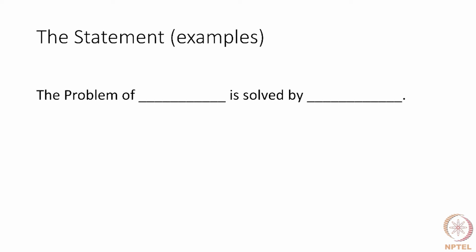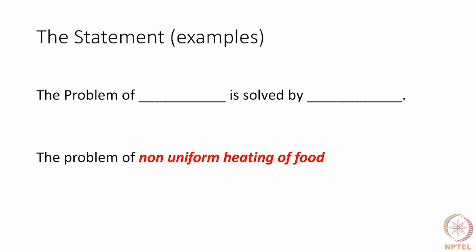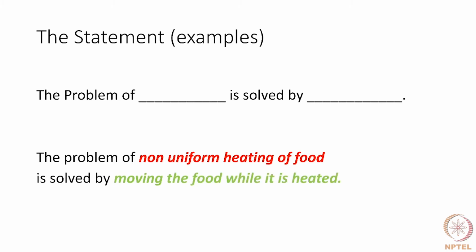Let's look at another example. The problem of non-uniform heating of food is solved by moving the food while it is being heated. Now, if you look at a microwave oven, you will find that there is a base plate which is capable of rotating. Now, this actually addresses the problem of non-uniform heating of food.